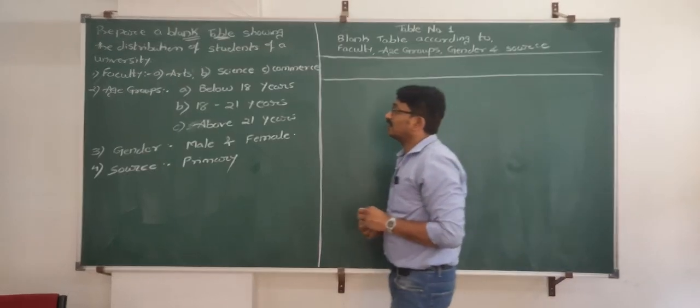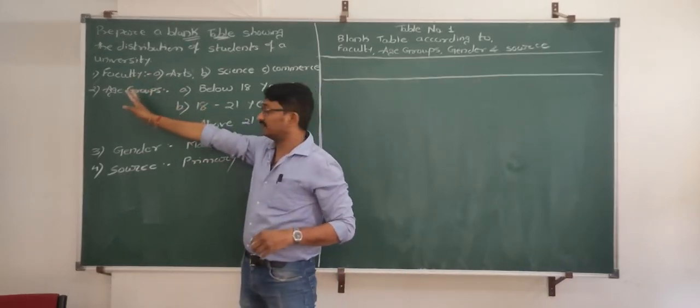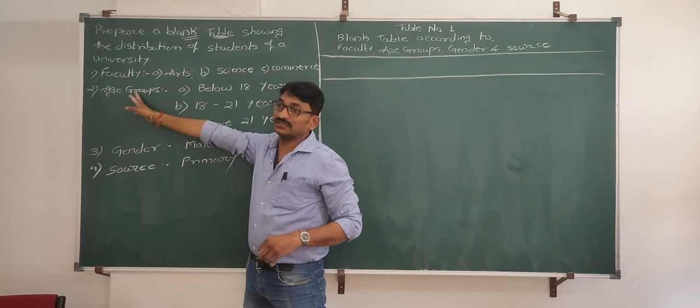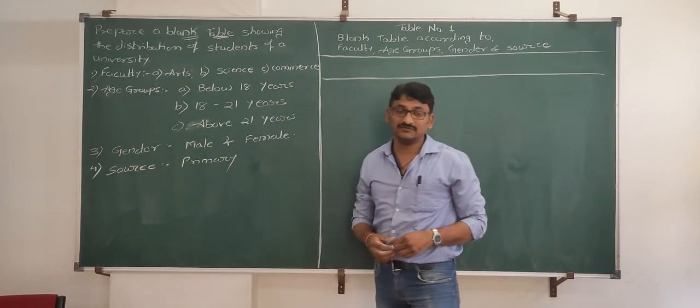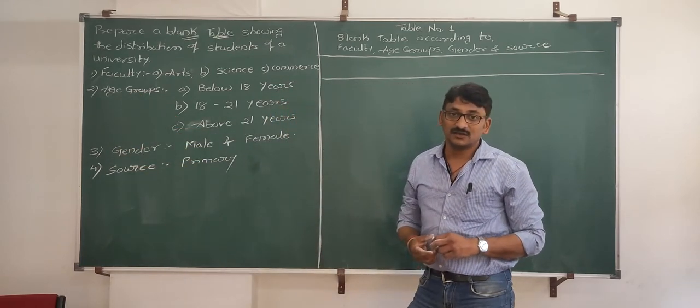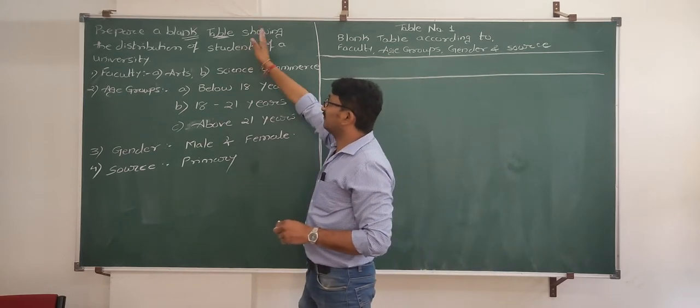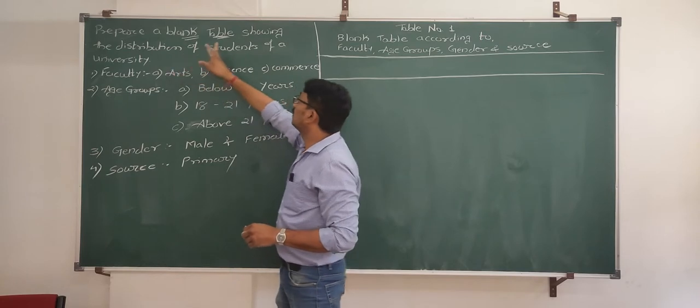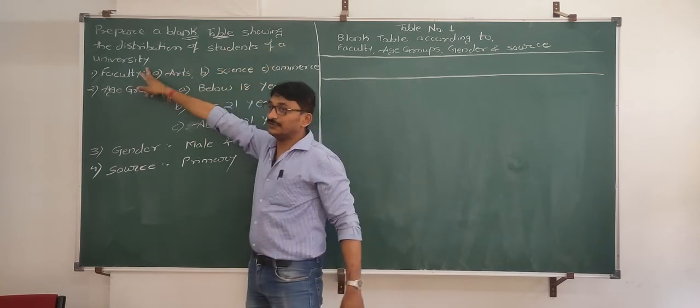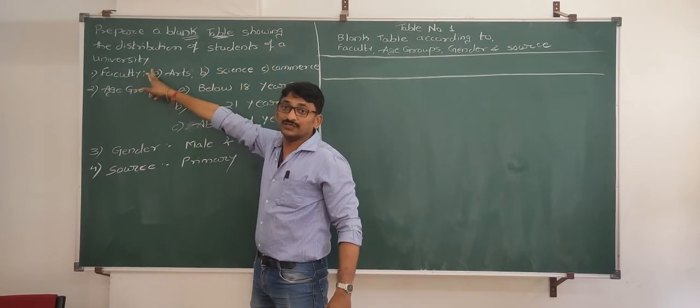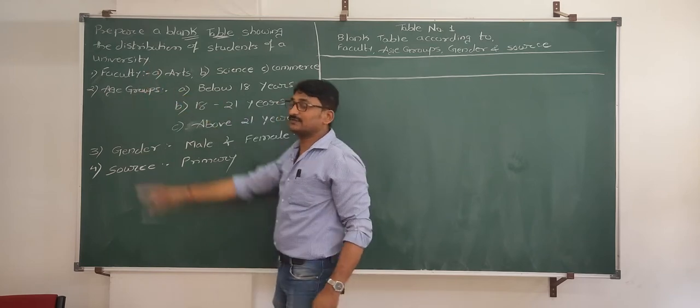You might say we have to start with faculty, we have to start with age group. No, there is one hidden information over here which is given in the first line. What is the hidden information here? This information is related to what? Students of a university. This is the hidden information. This we have to take first.